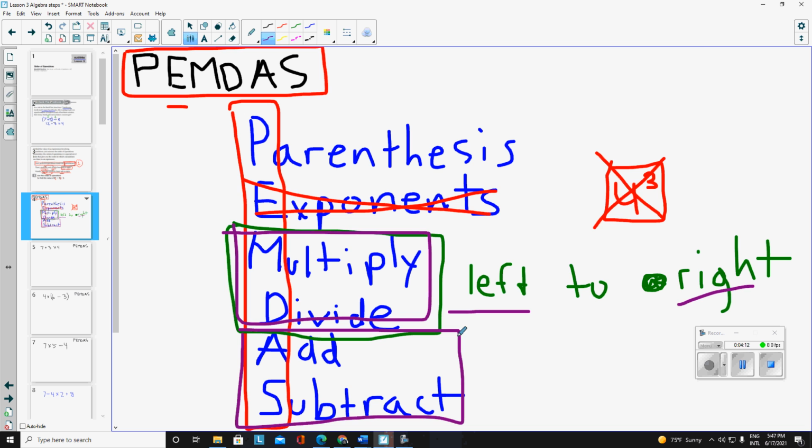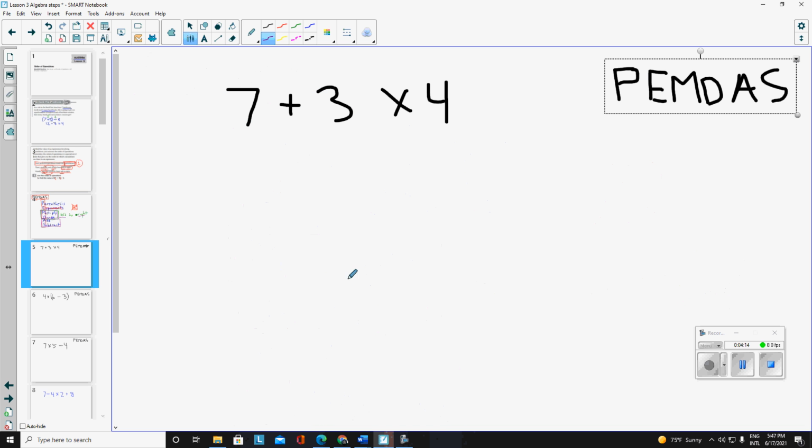What is this guy talking about? Let's practice. Okay, using your PEMDAS, multiply, divide, add, subtract. There are no parentheses, so you don't have to do P, you don't have to do exponents. What are you going to do first? Multiply the 3 and the 4, or add the 7 and the 3? Think about it. Pause the video.